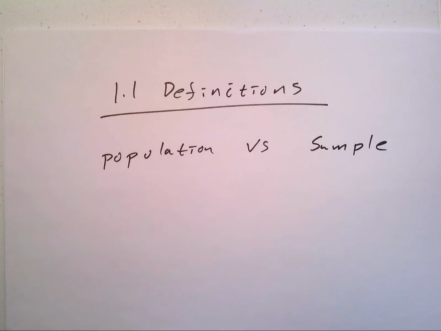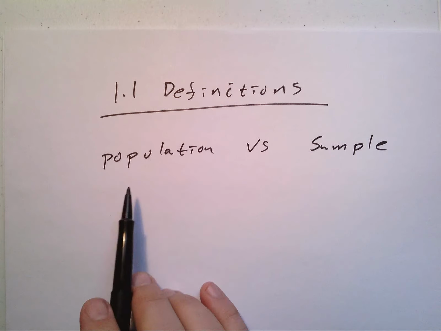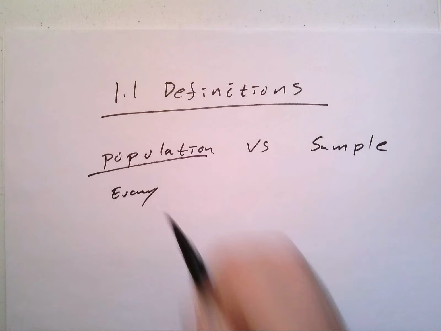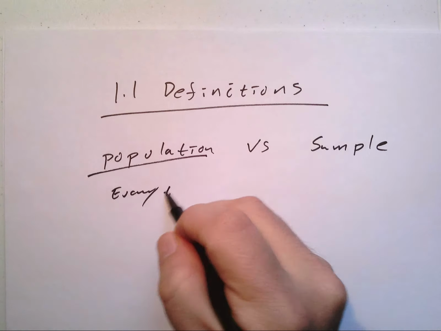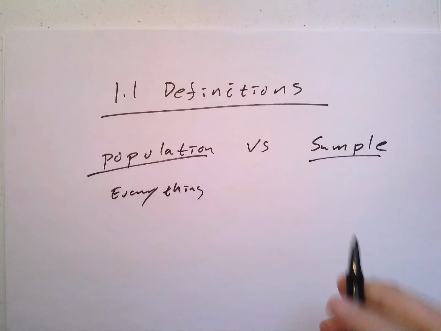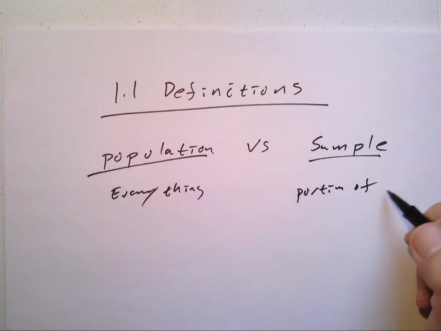Alright, so I want to look at a couple definitions from 1.1. The first set of definitions I want to look at are population versus sample. Now, a population is everything that you're interested in. Absolutely everything. And the sample is normally a portion of the population.